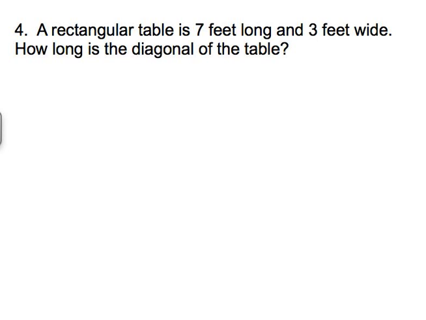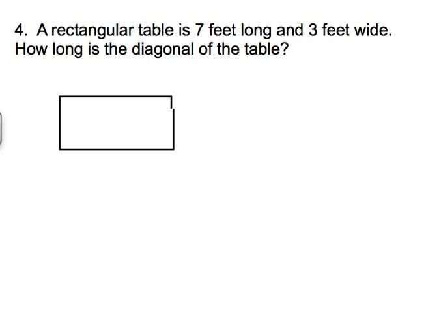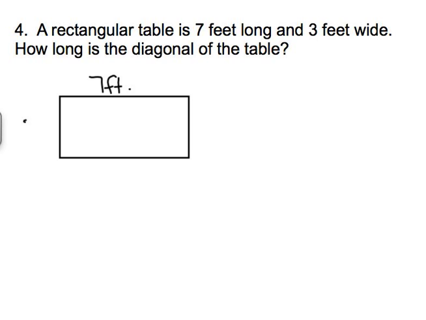A rectangular table is 7 feet long and 3 feet wide. How long is the diagonal of the table? Let's go ahead and start with the rectangle. It's 7 feet long and 3 feet wide. We need to figure out the diagonal. Go ahead, push pause, see if you can figure out the length of that diagonal. Push play again and we'll go over the problem.